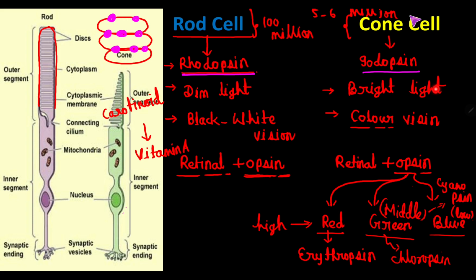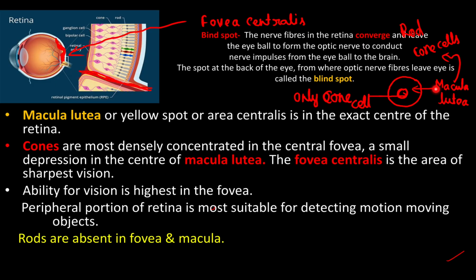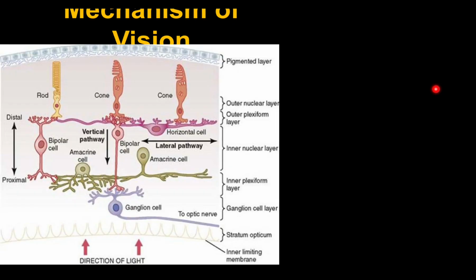So this is the difference between rhodopsin and iodopsin, and this is the difference between rod and cone cells. Rod cell is for dim light vision, for black and white vision, and cone cell is for bright light vision. Fine. Now we will see the mechanism of vision, how we can absorb the light.